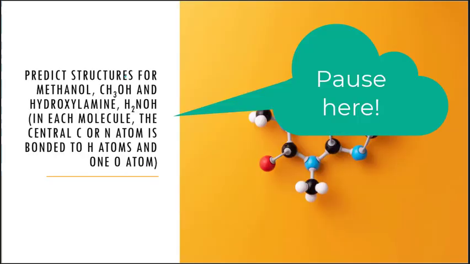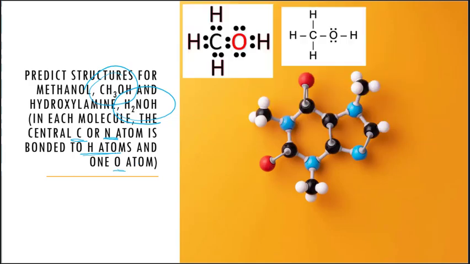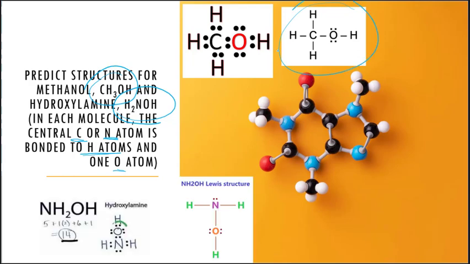Draw the structures for CH3OH, which is methanol, and hydroxylamine, H2NOH. In each molecule, the central carbon or nitrogen atom is bonded to hydrogen atoms and an oxygen. Did you get this for your CH3OH? And for your H2NOH.